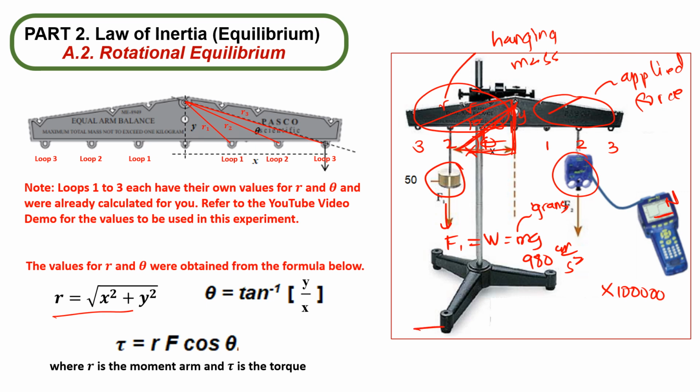And then for the torque, we need to compute the torque on the left side and also the torque on the right side. Our target is that these should be equal. The torque on the right side should be equal to the torque on the other side, to make the system in equilibrium, or rotational equilibrium. The formula to compute for torque is this one. We have the force, the applied force or the weight of the hanging mass, multiplied by the lever arm R, and then multiplied by the cosine of the angle.